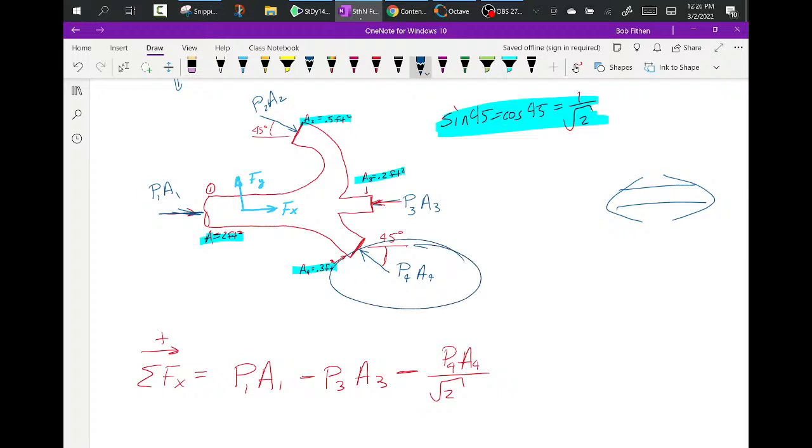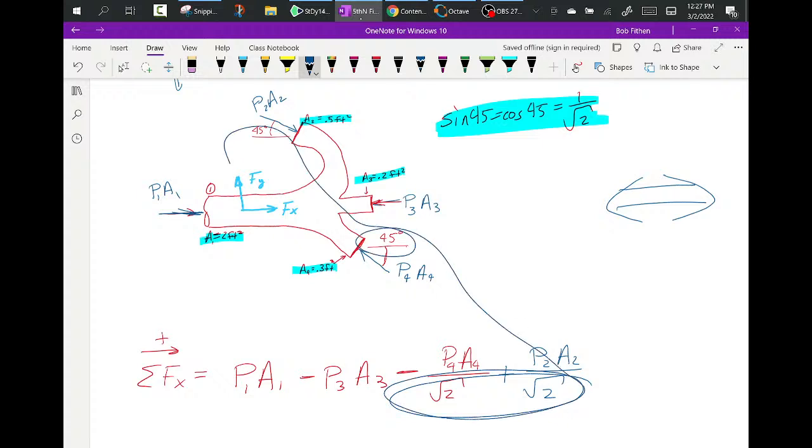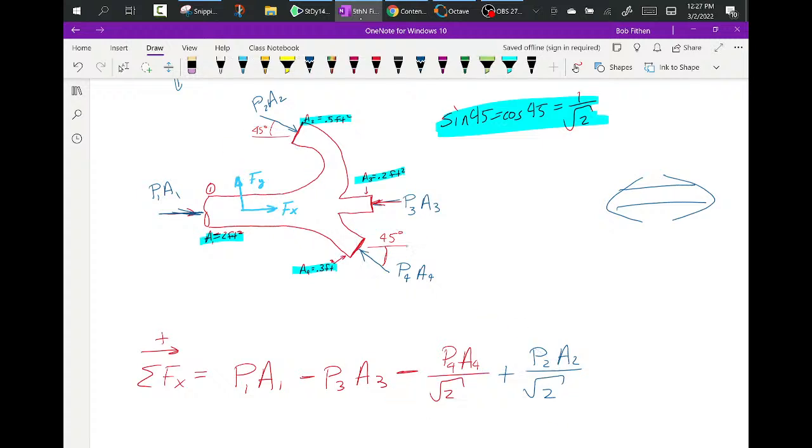Now, this one, the x component goes back this way. This one up here, the x component goes to the right. So it has a P2A2 over a square root of 2. Again, square root of 2, both of these is because the 45 is on both of them. And then I have the one important force, and that is the force that holds the object still, and I'm just assuming it to be to the right.